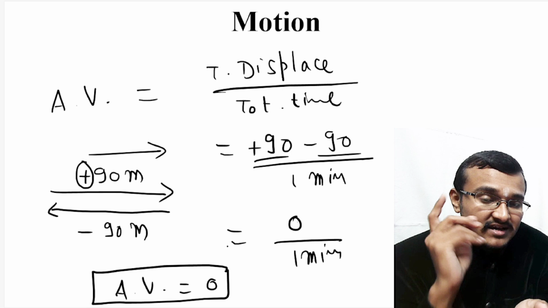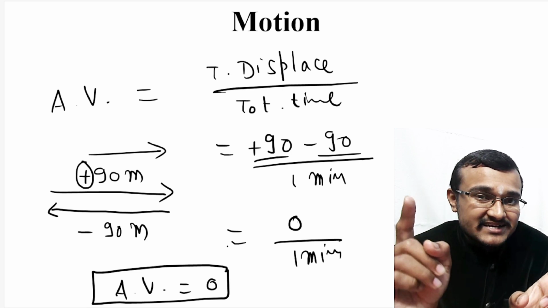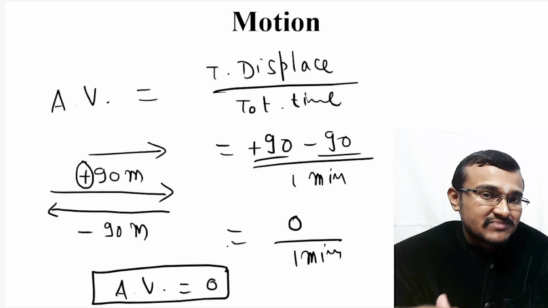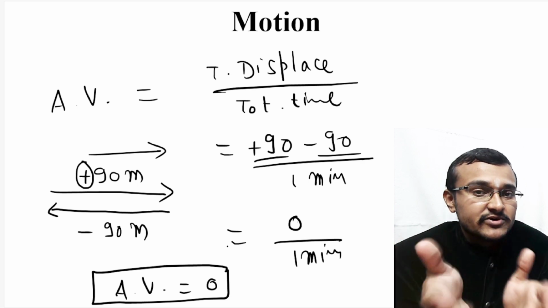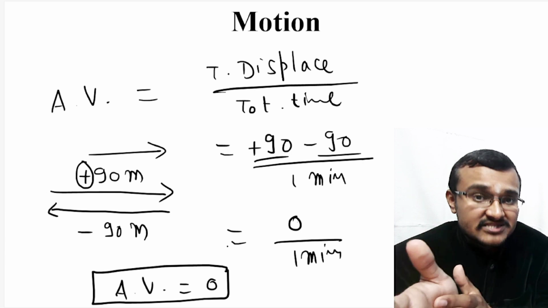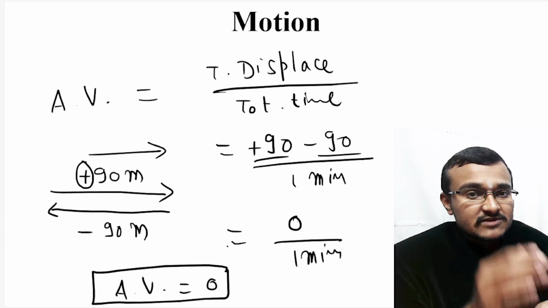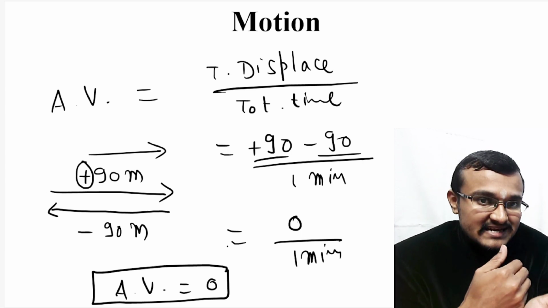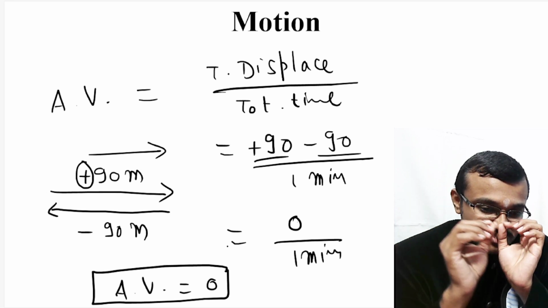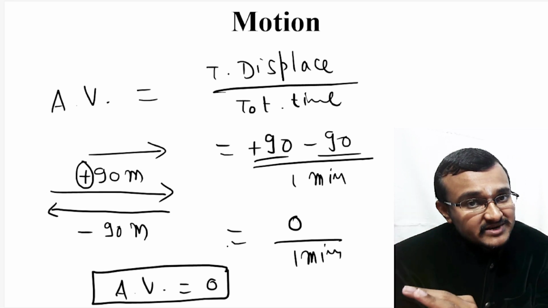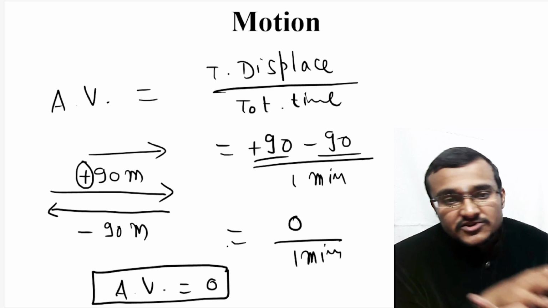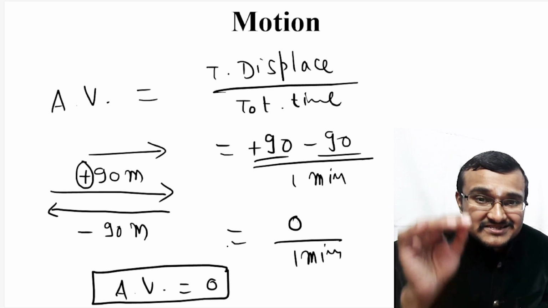But if you consider speed, then you are not concerned about direction. So both 90 meter will be positive. So it will be 90 plus 90, that is 180 meter divided by 1 minute or 60 seconds. That will be 3 meter per second. That is the average speed. But when you take average velocity, it will be plus 90 meter minus 90 meter. So plus 90 minus 90 will be 0. So 0 displacement in 1 minute. That's why the average velocity of that girl will be 0.